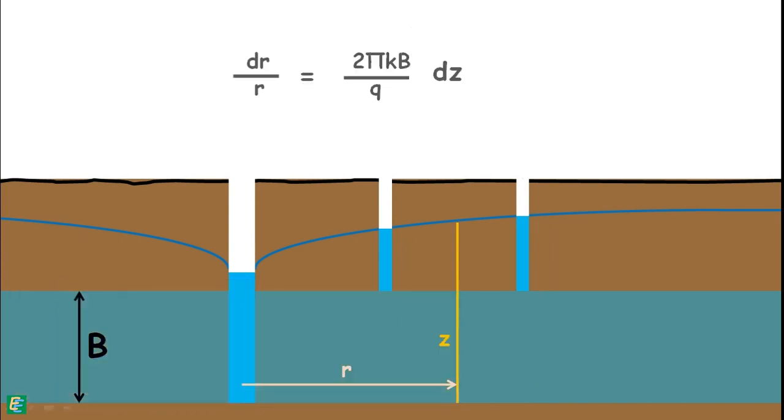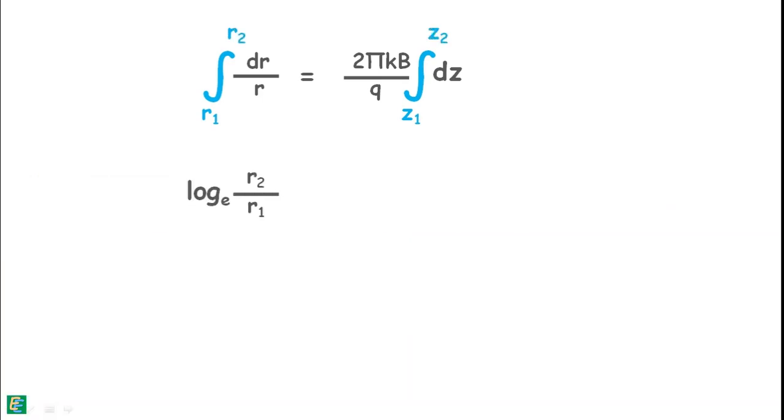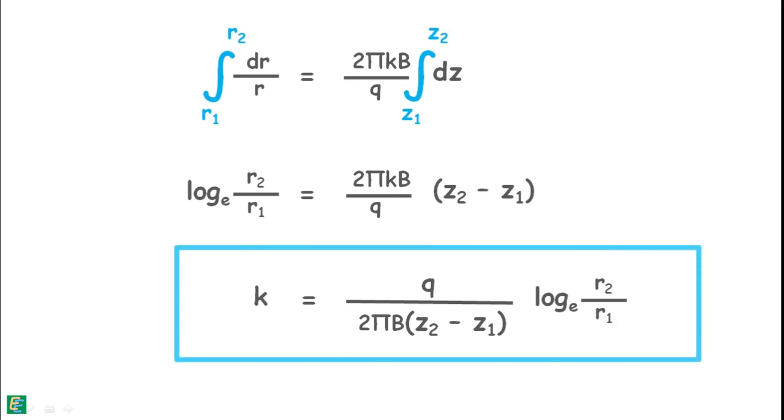Rearrange it like this. And we can integrate it from our observation of water level in the observation well which was at R1 distance from the test well was Z1 and level in the well which was at R2 distance was Z2. After integrating and applying limits, we can find the equation of the permeability of the soil.